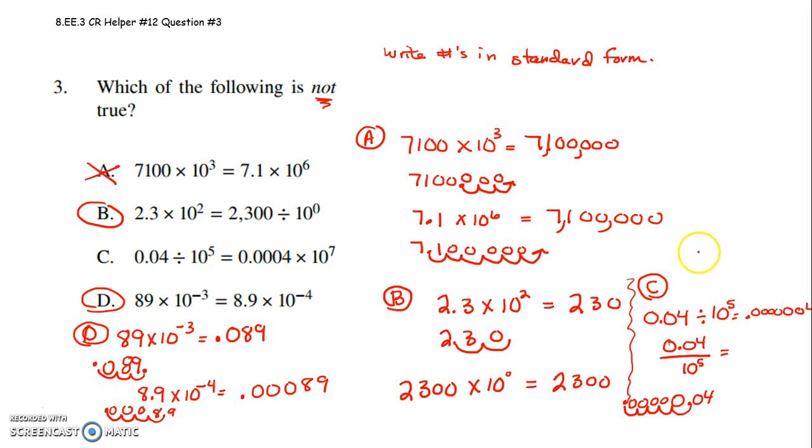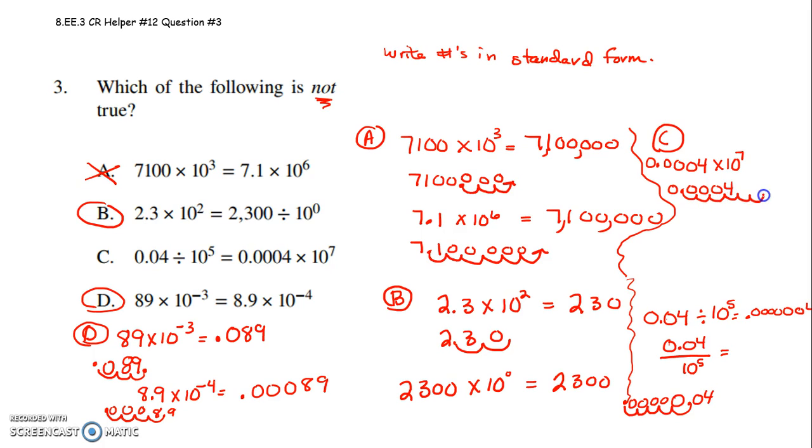Now let's check for this one. Letter C still. I'm going to put the big C further up here. So now we have 0.0004 times 10 to the 7th. Wait a minute. Now I'm multiplying by 10 to the 7th. I'm moving my decimal point 7 places to the right. Okay. So now I'm going to put 0.0004. We're going 7 places right. 1, 2, 3, 4, 5, 6, 7.